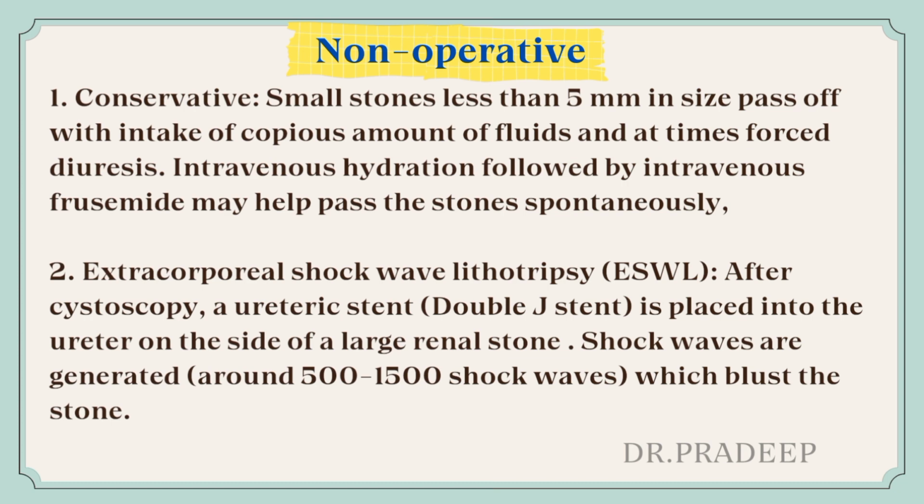Second, extracorporeal shock wave lithotripsy, ESWL. After cystoscopy, a ureteric stent, double J stent, is placed into the ureter on the side of a large renal stone. Shock waves are generated, around 500 shock waves, which blast the stone. The stones get crushed and most of the stones will come out by the side of the stent. Small stones can be removed without prior crushing.